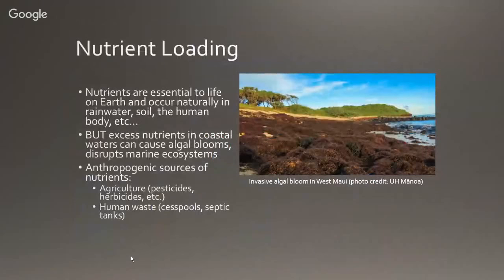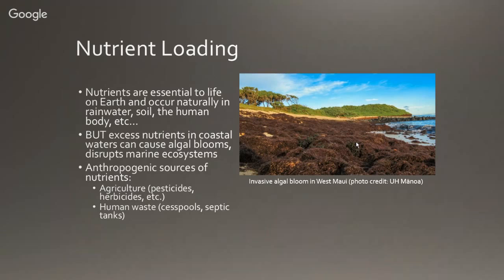Now I'm going to talk about nutrient loading. Nutrients are essential to life. They're in pretty much everything: in the soil, rainwater, and all of us. However, excess nutrients in coastal waters can lead to large algal blooms, as an example here on the west coast of Maui, a huge invasive algal bloom.